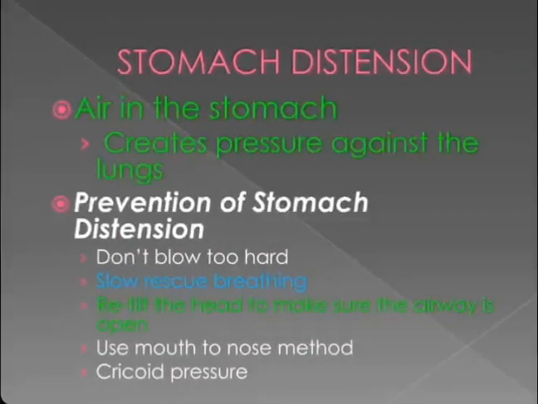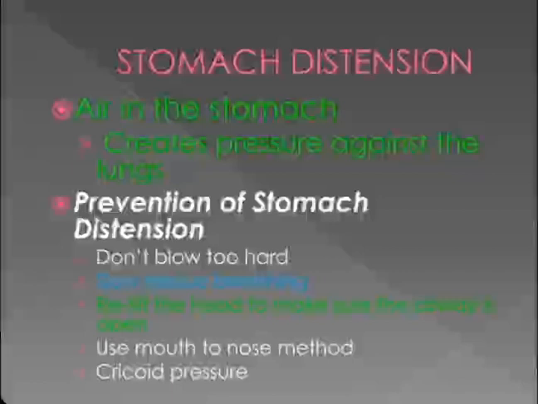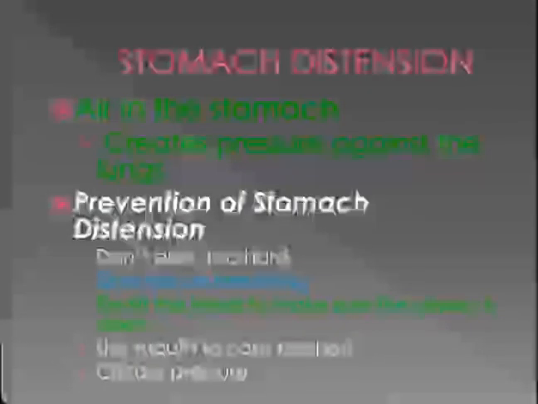Stomach distension: air in the stomach creates pressure against the lung. Prevention of stomach distension: don't blow too hard, give slow rescue breaths. Retilt the head to make sure the airway is open. Use the mouth to nose method, which requires pressure.